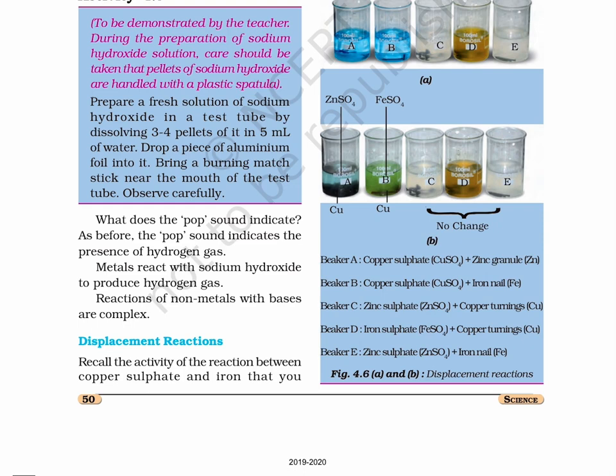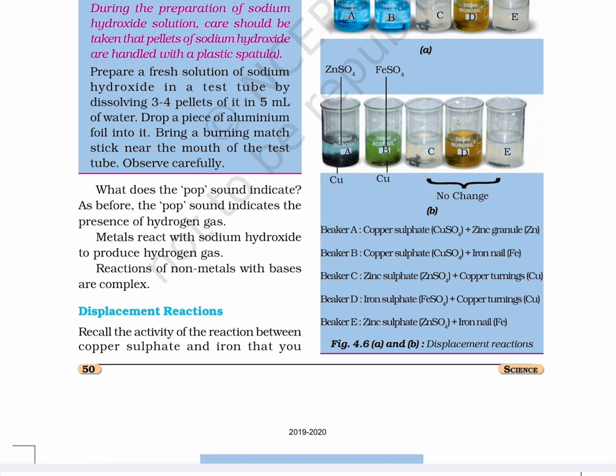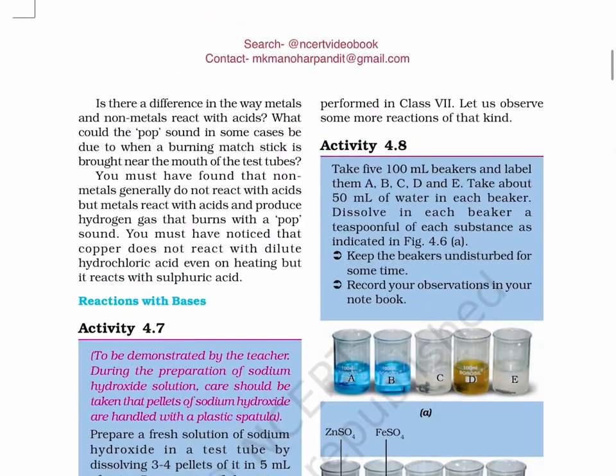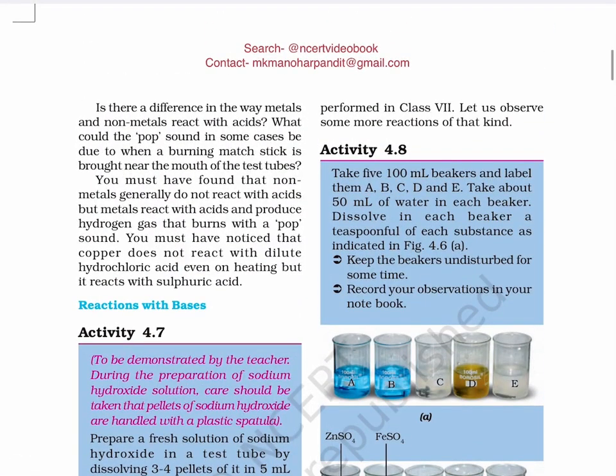Metals react with sodium hydroxide to produce hydrogen gas. Reactions of nonmetals with bases are complex. Displacement reactions. Recall the activity of the reaction between copper sulfate and iron that you performed in class 7. Let us observe some more reactions of that kind.